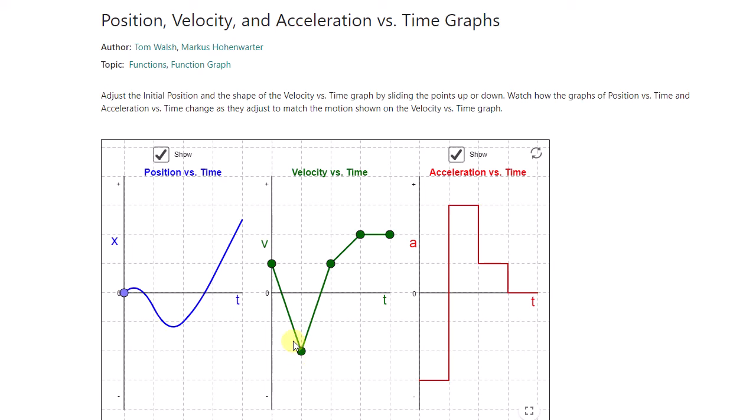This is a follow-up from yesterday's lesson. You've been dealing with the position graph and realising that when you calculate the gradient, that tells you the velocity at a point. If you calculate the gradient of the velocity, it actually gives you the acceleration graph.